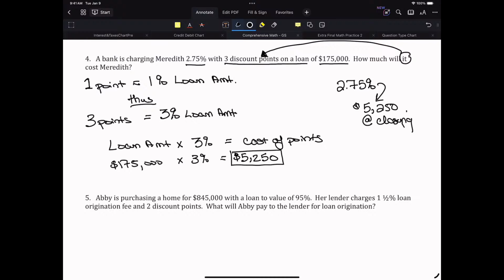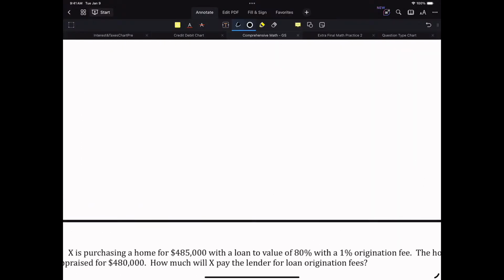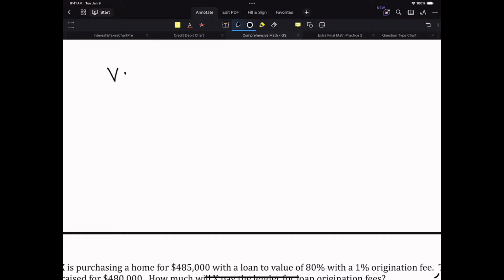And somebody asked me to do void versus voidable. Great. I'm going to do this real quick. I'm just going to use this right here. Void versus voidable.